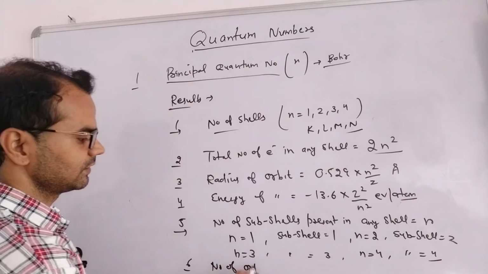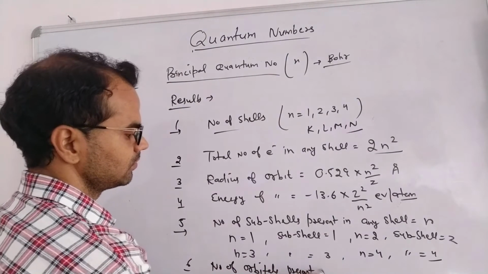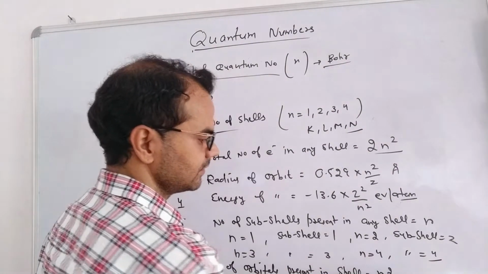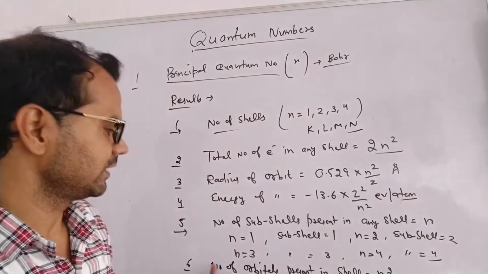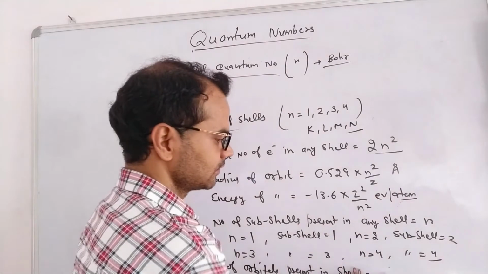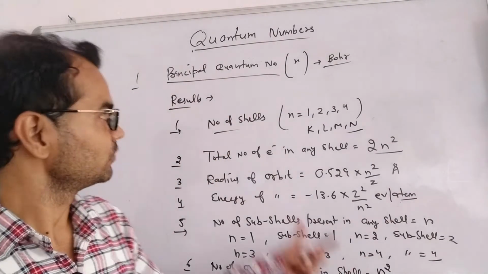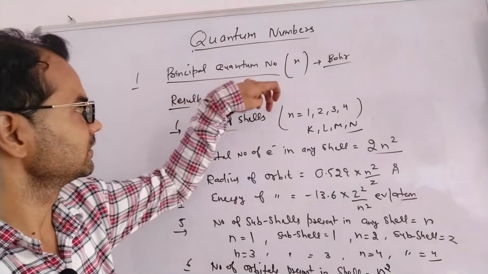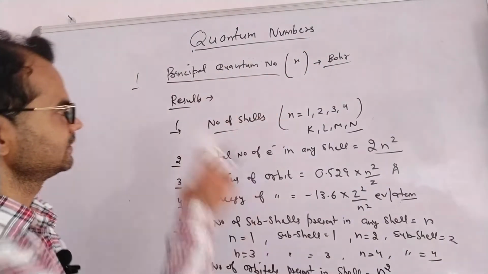Sixth is the number of orbitals present in a shell, which can be found by using n square. Easy. These are the 6 major results we can obtain by using the principal quantum number n.